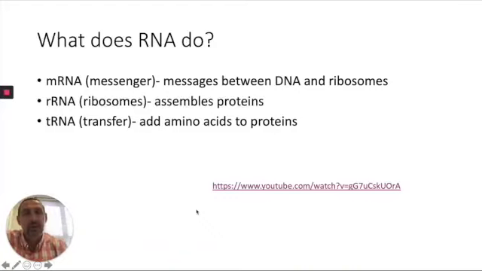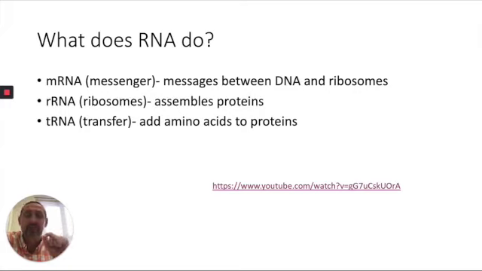This video is about protein synthesis, that is, the process by which proteins are made. To understand that, we have to first look at RNA. There's three different kinds of RNA: messenger, ribosomal, transfer. Messenger RNA is going to copy the DNA message, carry that message out of the nucleus and to the ribosomes.